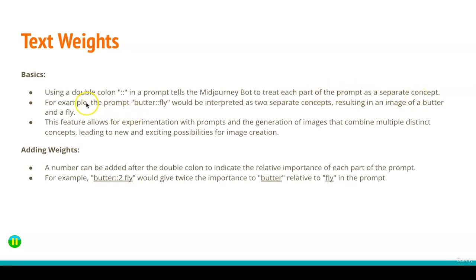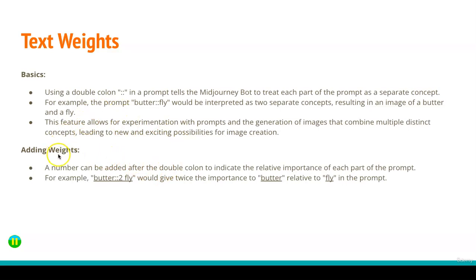So for example, the prompt butter::fly would be interpreted as two separate concepts, resulting in an image of a butter and a fly, and not of the butterfly itself. This feature allows for experimentation with prompts and the generation of images that combine multiple distinct concepts, leading to new exciting possibilities for image creation.